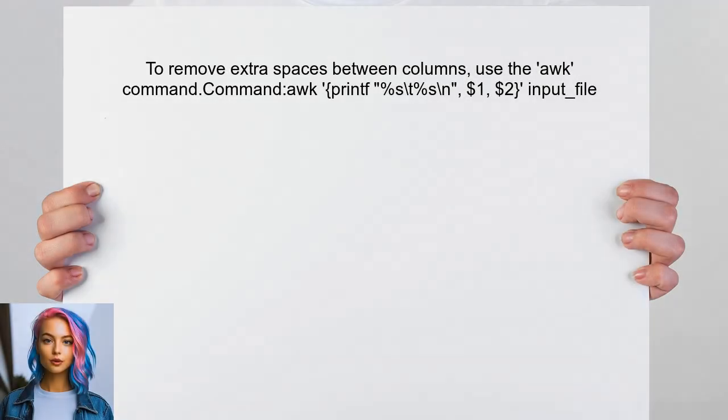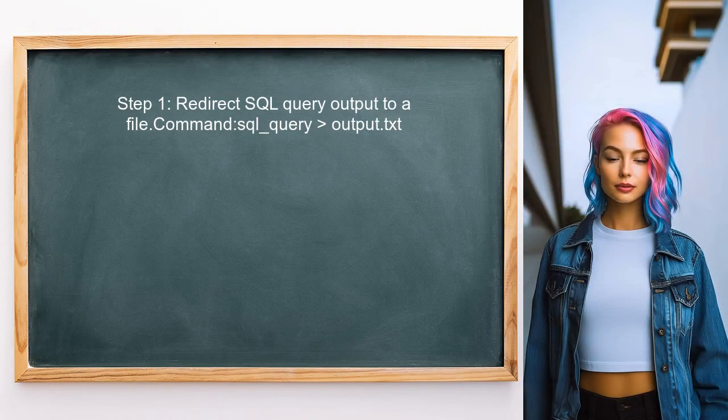To remove the extra spaces between the columns in the output, the user can use the awk command in the Unix shell. This command will help format the output as desired. First, the user should redirect the output of their SQL query to a file. This can be done by using the greater than symbol followed by the file name.